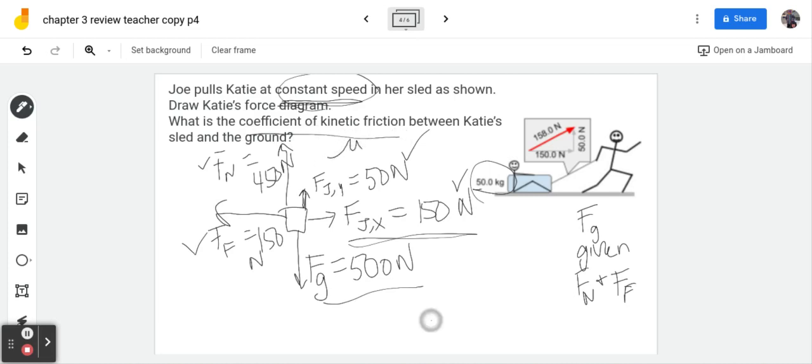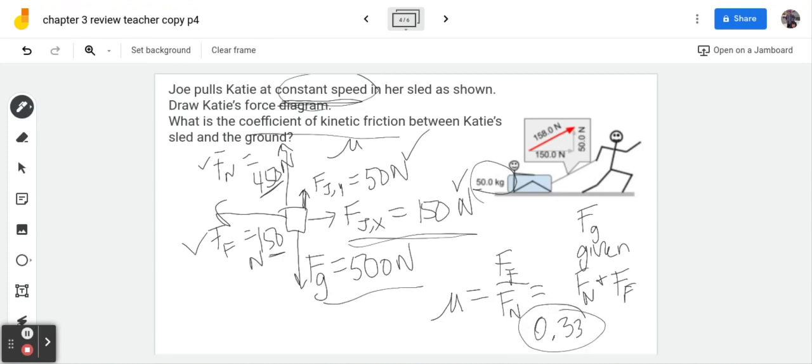The next one says, what's the coefficient of kinetic friction? That's mu. Mu is equal to force of friction divided by normal force. Force of friction, 150. Normal force, 450. So it's 1/3, which is 0.33. We'll round it to 2 decimal places.